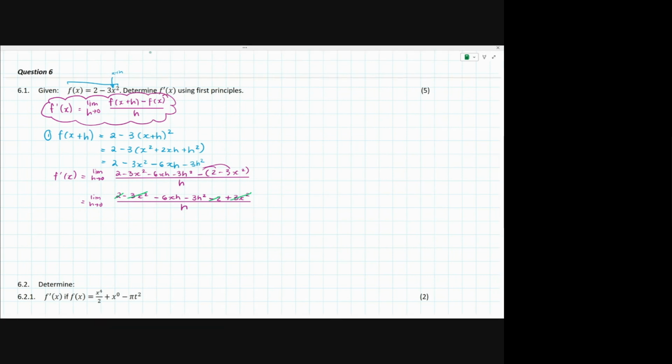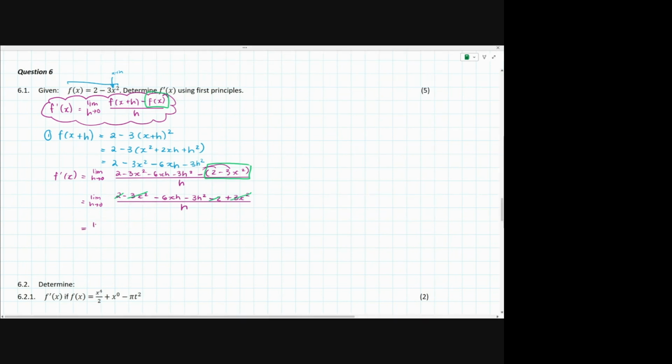Now, grade 12s, I've said this before. This should always happen. This f of x expression should cancel. Those terms should cancel away. If they don't, you have done something wrong. And the likelihood is that you've done something wrong in your distribution.